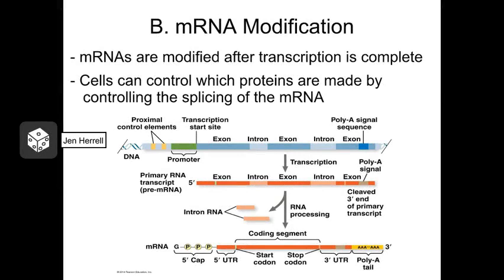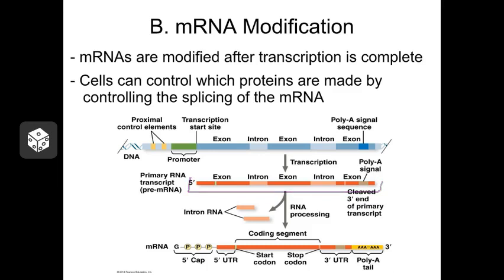Eukaryotic cells continue to make decisions about the gene expression process even after transcription has already occurred. We call this post-transcriptional control. Let's say that the gene has already been activated, transcription has already occurred, and this little mRNA transcript has already been formed. Now, what should the cell do with it? Well, that depends on the needs of the cell.